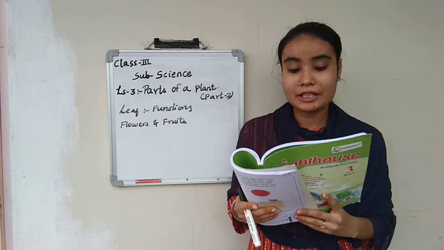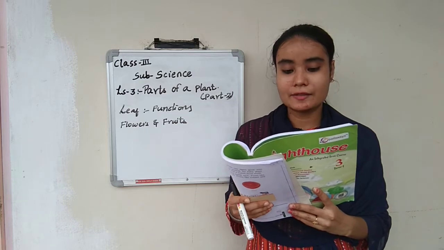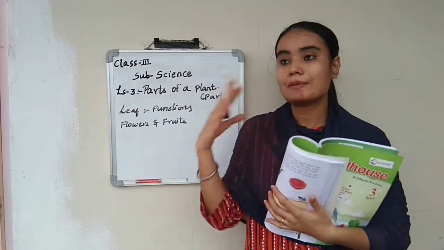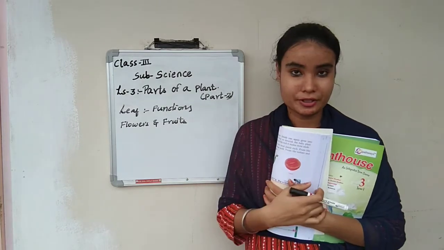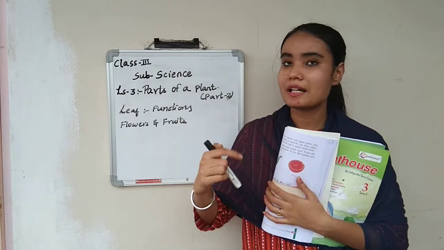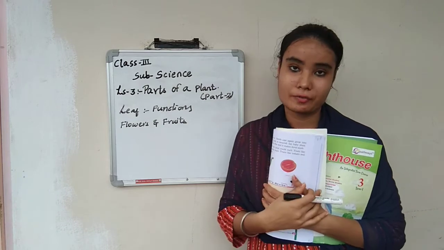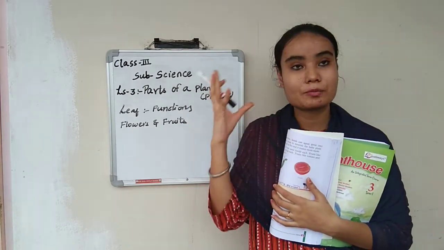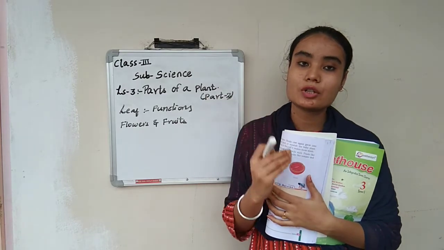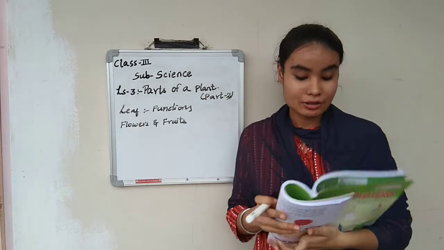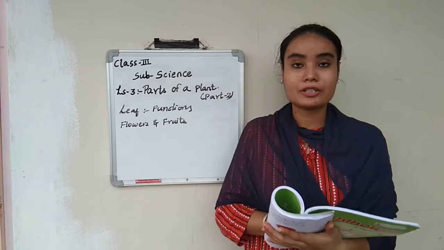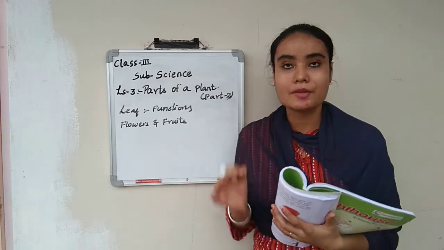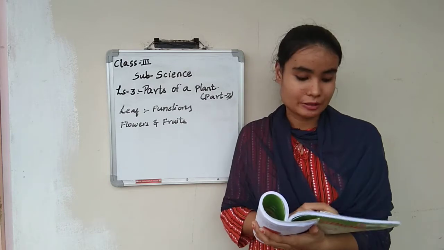Different plants have leaves of different shapes and sizes. The leaves of nearly all plants are green. So all plants are different, and their leaves are also different in size. Some plants have very big leaves, some have very small leaves. That is why the shapes and sizes differ from plant to plant, but the color is the same. All the leaves have the same color.